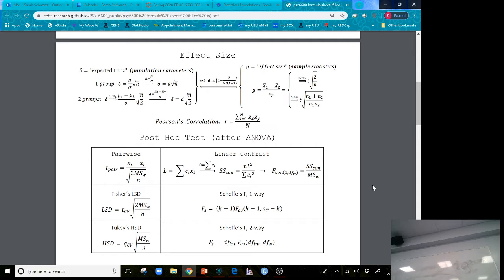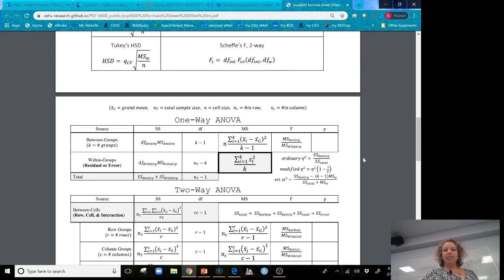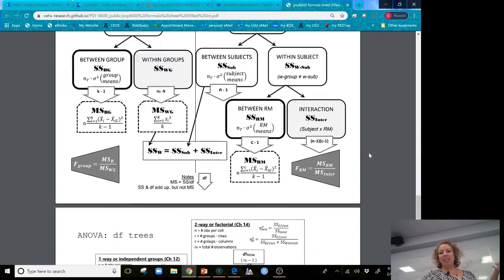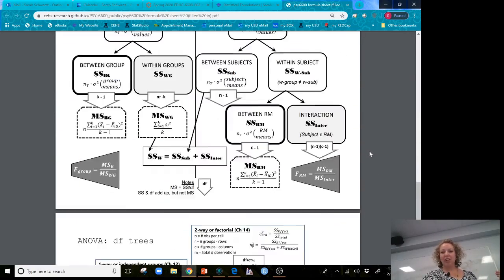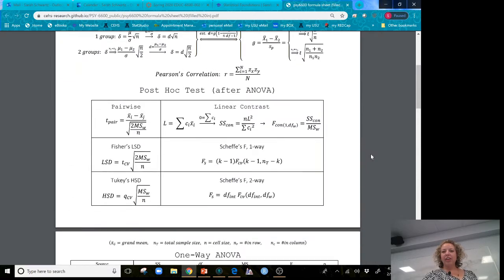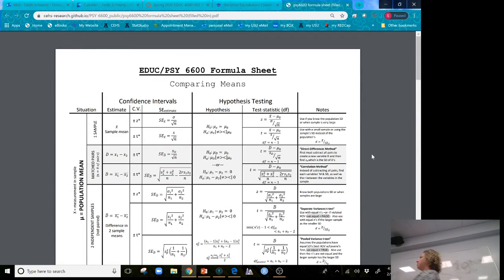We will get to post-hoc tests after we start ANOVA. And then there's all these ANOVA things that come after it. So it's 1, 2, 3, 4, 5 pieces of paper, and you can print it front, back, whatever you want. So those are all the formulas.